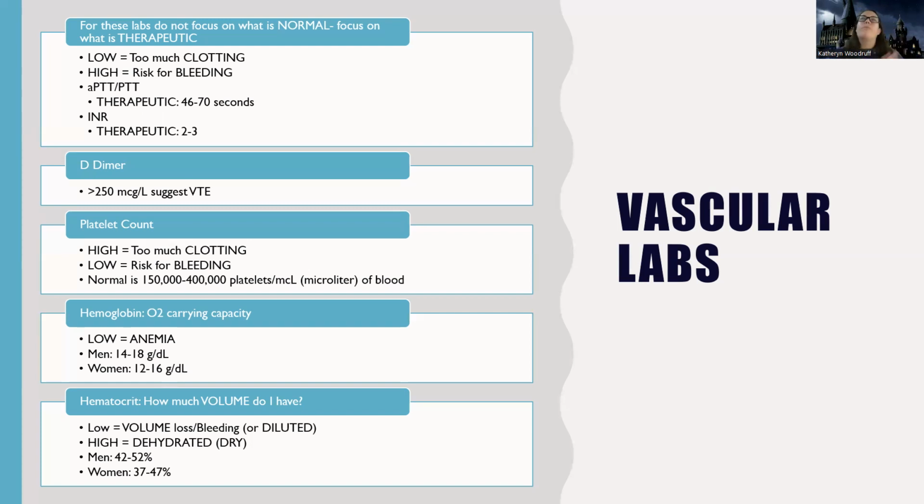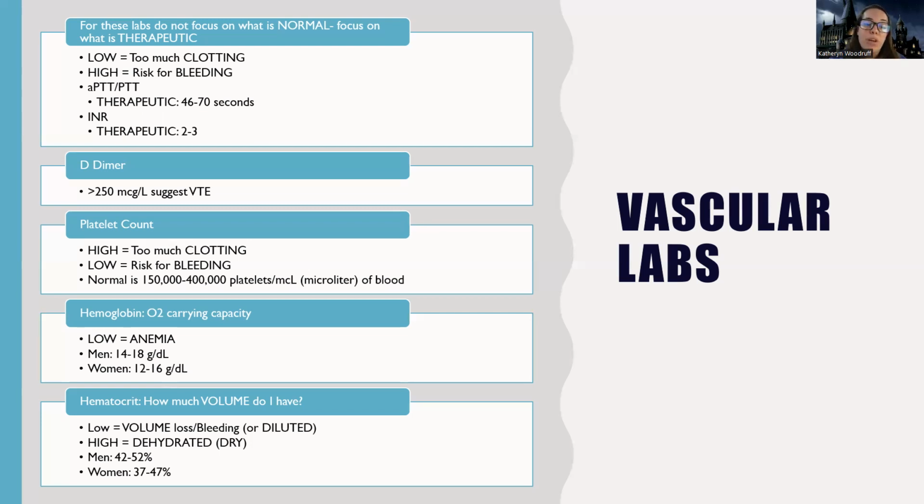When I say you're going to check an H&H on your CBC, that's a hemoglobin and hematocrit. The hemoglobin tells me how much oxygen can I carry, where the hematocrit focuses more on how much volume do I have. So if the hematocrit is low, usually it's a sign that there's volume loss or bleeding. In other words, it's a percentage, and it's usually a sign that I don't have a lot of volume. Just like when my hemoglobin's low, I have less blood cells. If my hematocrit's low, I have less volume.